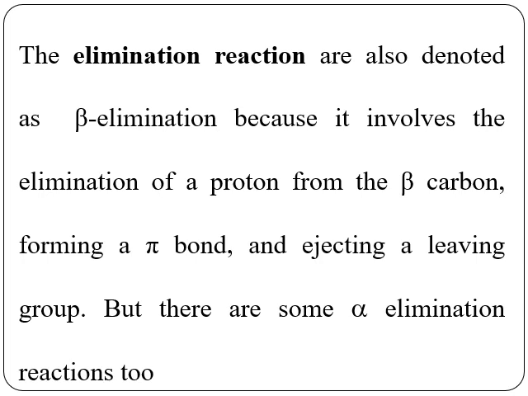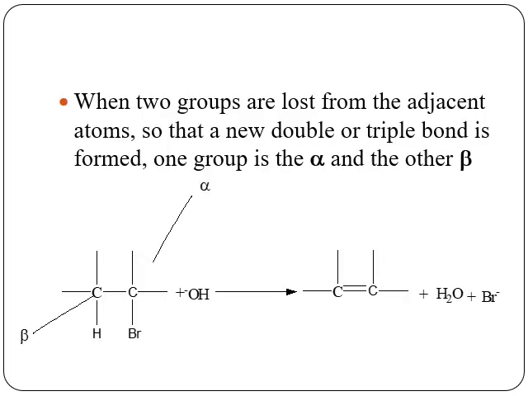But there are some reactions that are also alpha elimination. What is alpha elimination? Alpha eliminations are those reactions in which both the groups are lost from the same carbon. Beta elimination is when two groups are lost from the adjacent atoms and a new bond is formed, that is a double or triple bond.